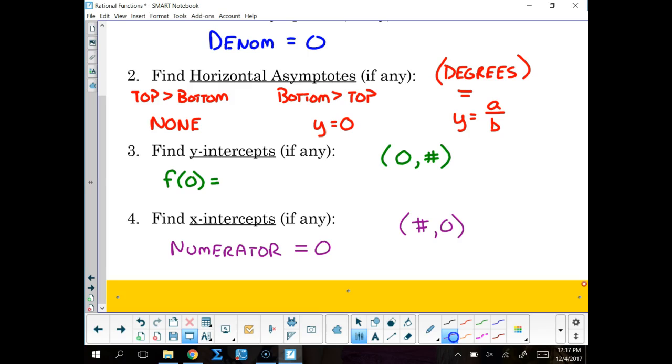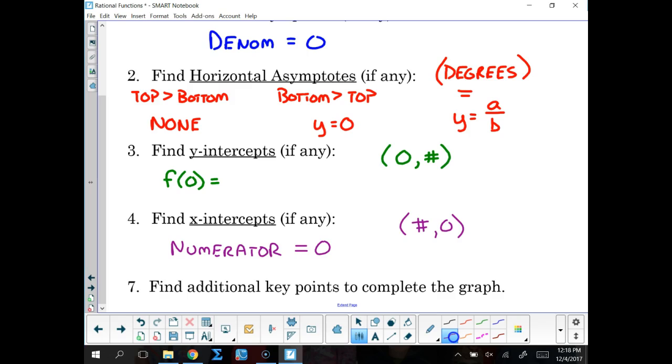How many x-intercepts can I have? As many as you want. Can I have none? Yeah, I can have none, or as many as the numerator gives me. Okay? The degree of the numerator will then tell me how many I have. Okay? What's next? T-charts. Find additional key points to complete the graph. We said we did that in T-chart form, so basically we're making the graph. Okay? Right?